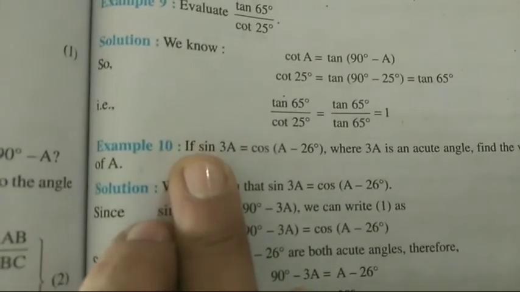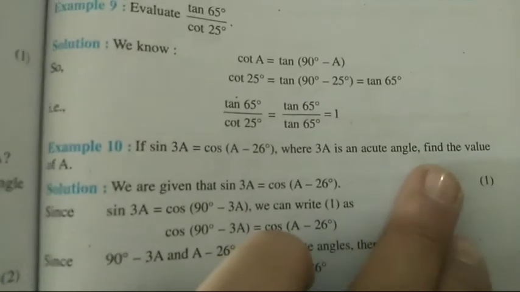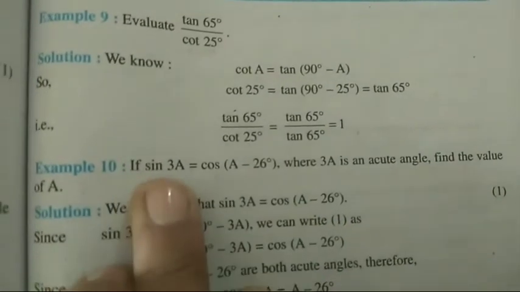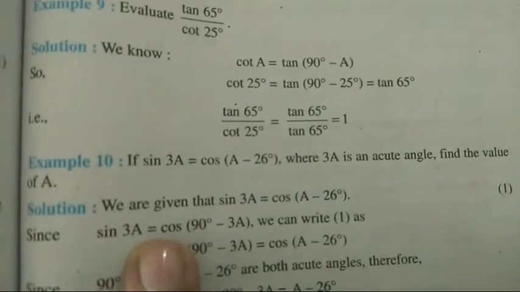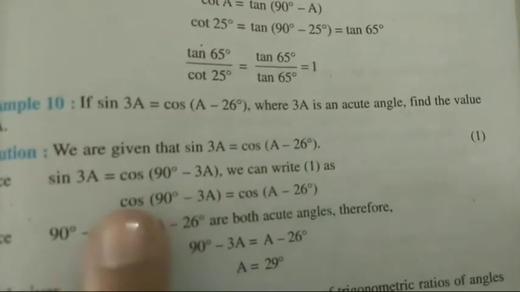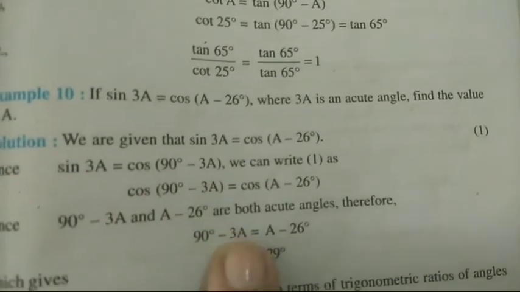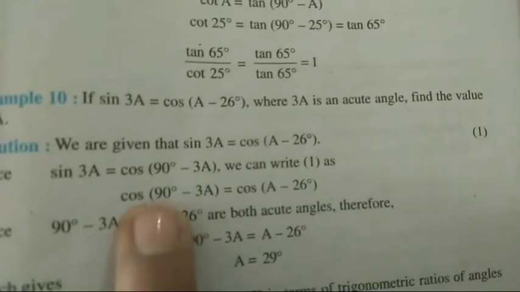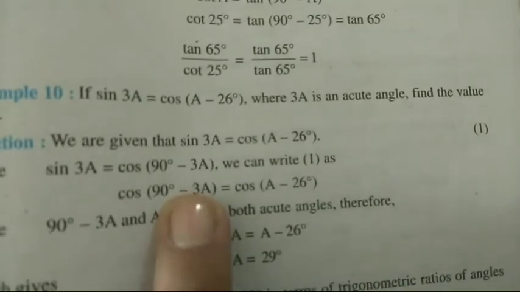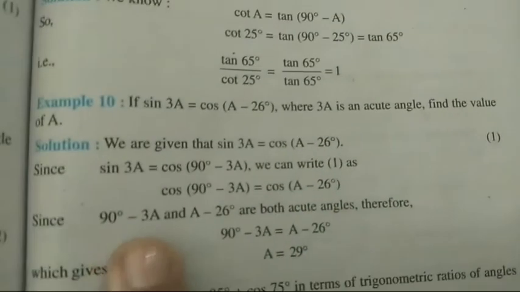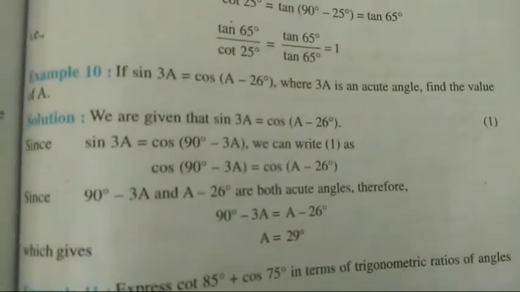Likewise, if we have sin 3A is equal to cos A minus 26 degrees, where 3A is an acute angle, then find the value of A. So sin 3A is equal to cos A minus 26. Sin 3A can be written as cos 90 minus 3A. So this equation can be written as cos 90 minus 3A is equal to cos A minus 26. Both are cos, so the angles should be equal. So we take 90 minus 3A is equal to A minus 26, so A is equal to 29 degrees, which is the answer. In this way we can solve the question.